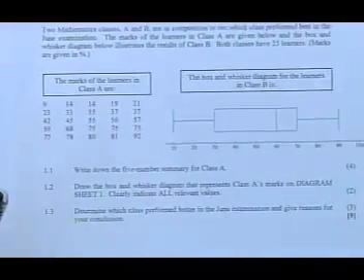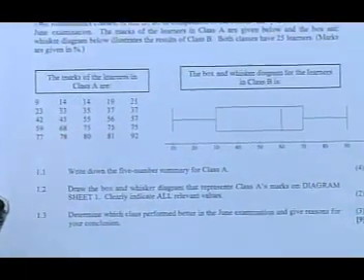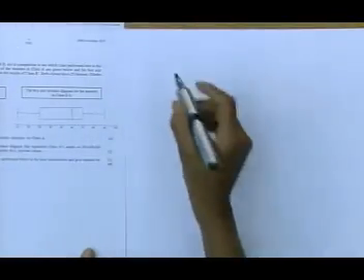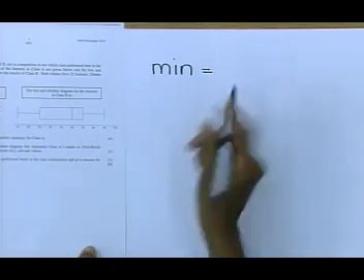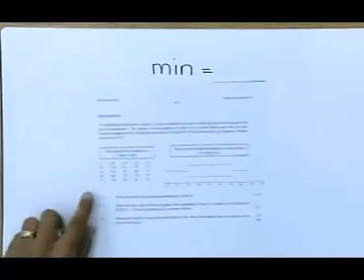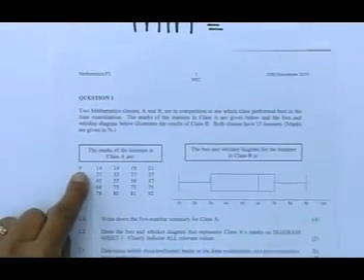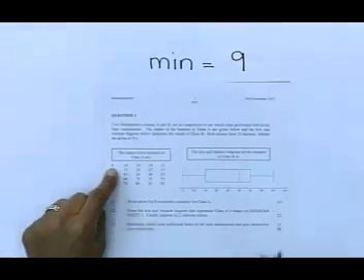1.1 asks us, write down the 5 number summary for class A. My goodness, now what is a 5 number summary? You won't be able to answer this question if you don't know what a 5 number summary is. So let's start. The 5 number summary is, first of all, your minimum value. Can we check what our minimum value was? Our minimum value was 9. Okay, so that is 9 there, that's my minimum value.